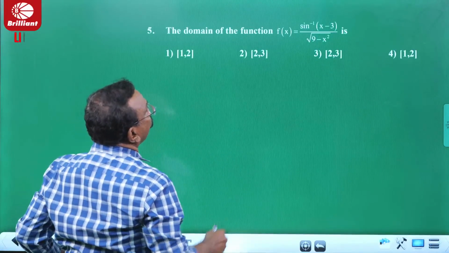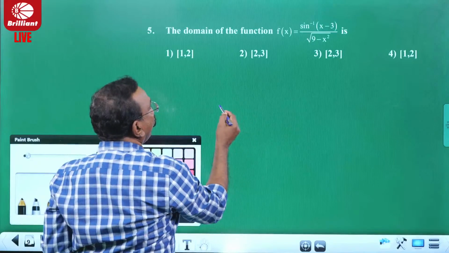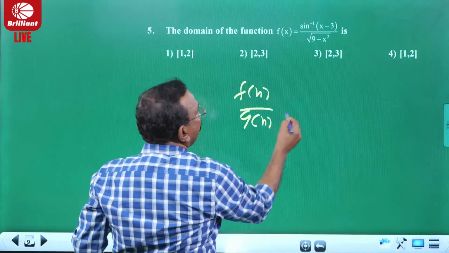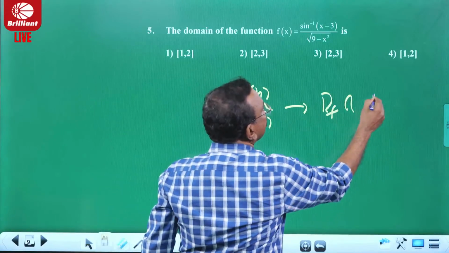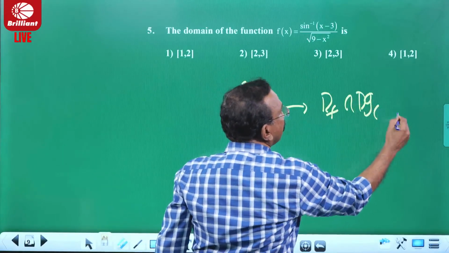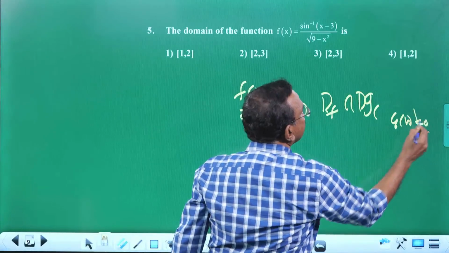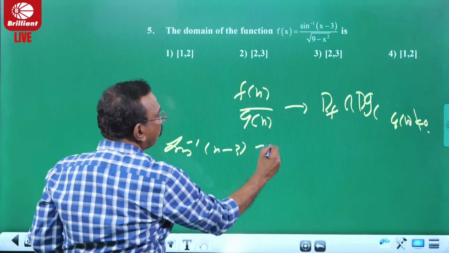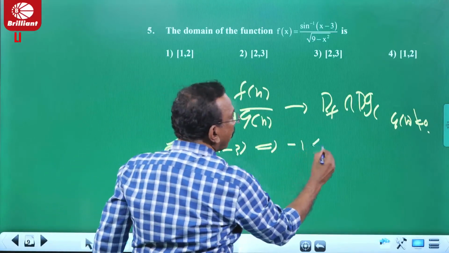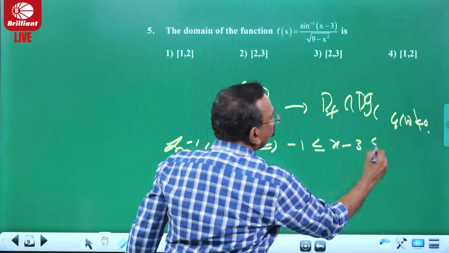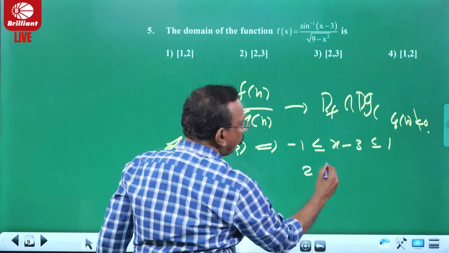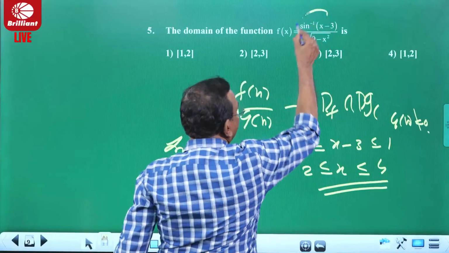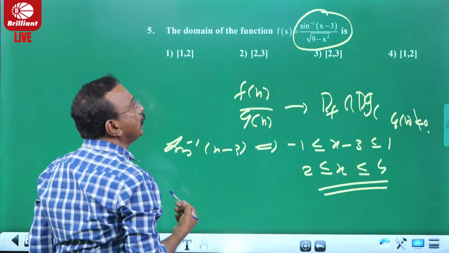Now, the domain of the function. How to find the domain if there are two different functions f of x and g of x? Then it is the intersection of df and dg, and at the same time g of x is not equal to 0. This is the condition. So, sine inverse of x minus 3 implies the domain is minus 1 less than or equal to x minus 3 less than or equal to 1. So, adding 3, 2 less than or equal to x less than or equal to 4. This is the first condition.